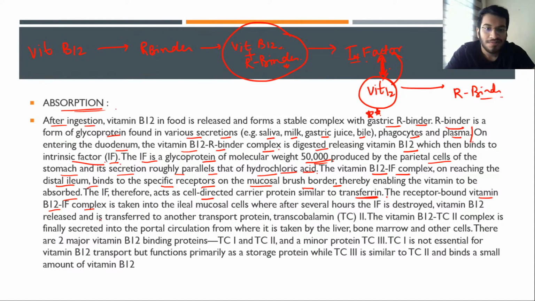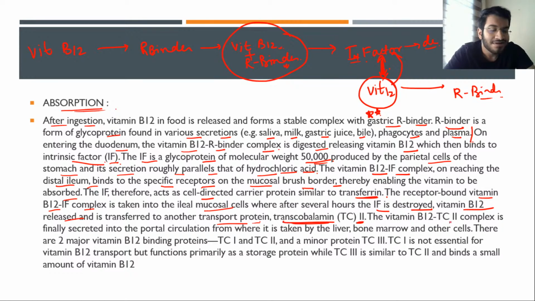Then the receptor-bound vitamin B12 IF complex is taken into the ileal mucosal cells, where after several hours the IF is destroyed, the vitamin B12 is released, and it is transferred to another transport protein. So जब ये intrinsic factor के साथ बाइंड होता है, अंदर जाता है, intrinsic factor थोड़ी देर बाद is destroyed and vitamin B12 is utilized and further इसका circulation हो जाता है. So transport होता है इसका. Transport protein क्या होता है, transcobalamin 2.